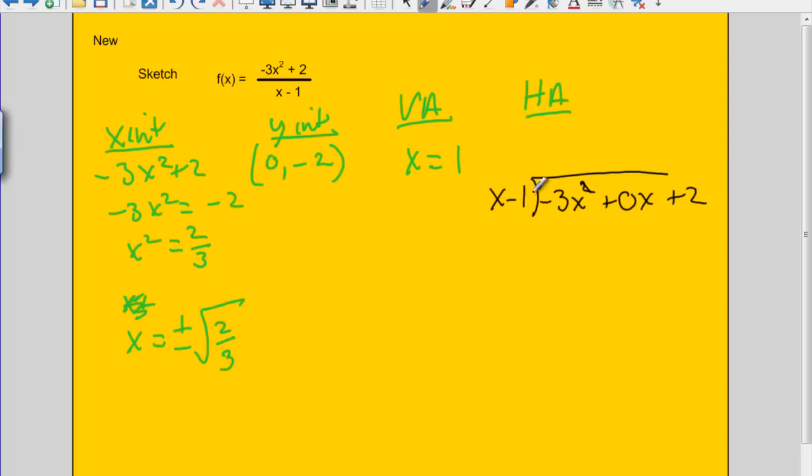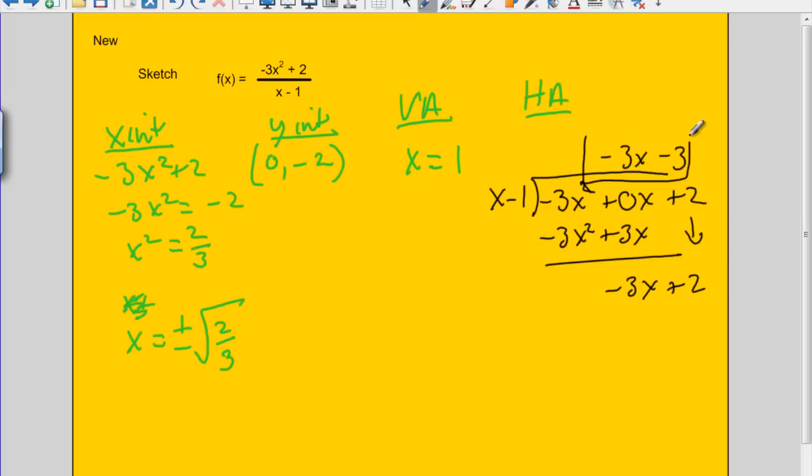and we just continue. So x times negative 3x gives me negative 3x squared plus 3x, and then we subtract. We bring down the 2 and negative 3. Now, long division only needs to be done until you get to the point where you've multiplied your last term. The quotient is in fact going to be our oblique asymptote. An oblique basically means a slant or a diagonal.